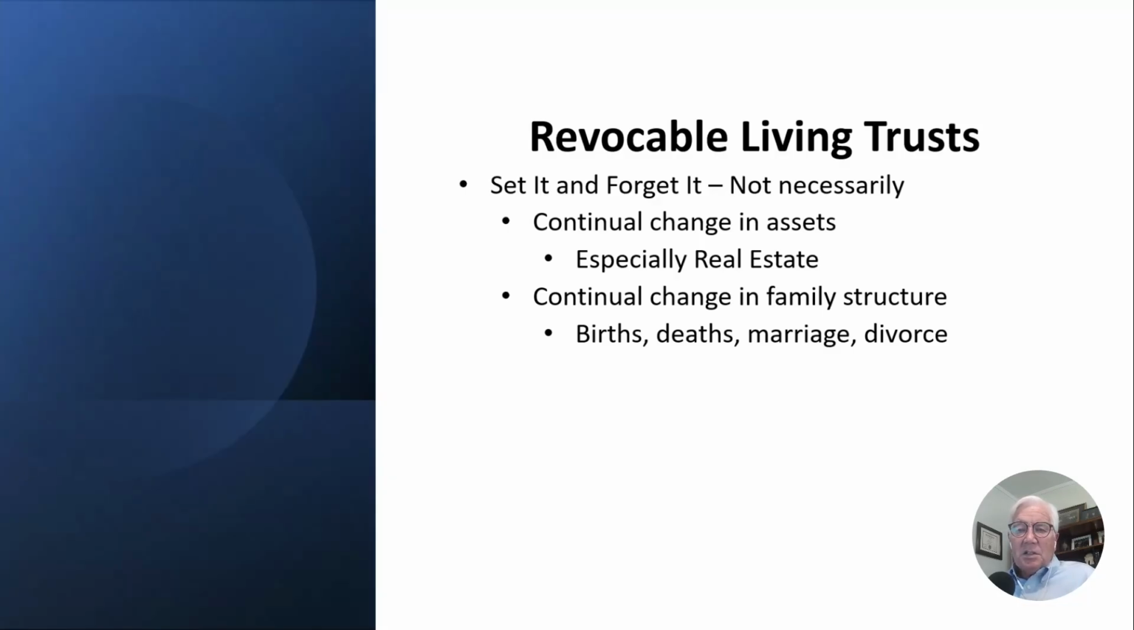The other reason that set and forget is not appropriate is that there's continual family changes. People die, people get married, there's new children, grandchildren. I will say this, that normally in a revocable living trust, if it's well written, it plans for many contingencies, but that doesn't mean you forget about that. So you want to be mindful of these things.